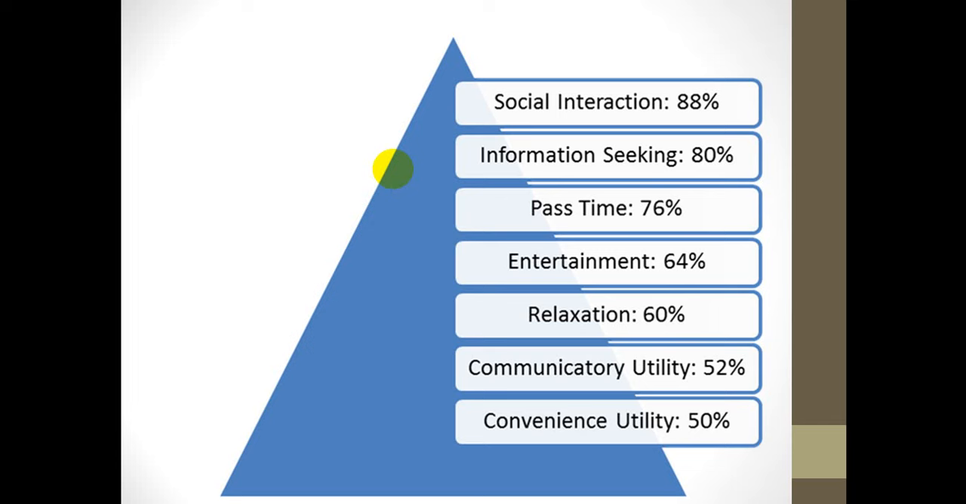It gave them a means to talk to people that they do not usually talk to, or keep up with people that they do not usually meet. Information seeking was 80%, and users reported that it was because they like to be able to keep up with sales or look at events, look at businesses. The third, passing time, was because they were bored at work or school.